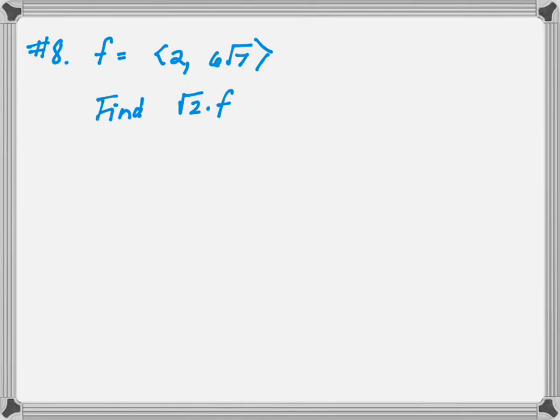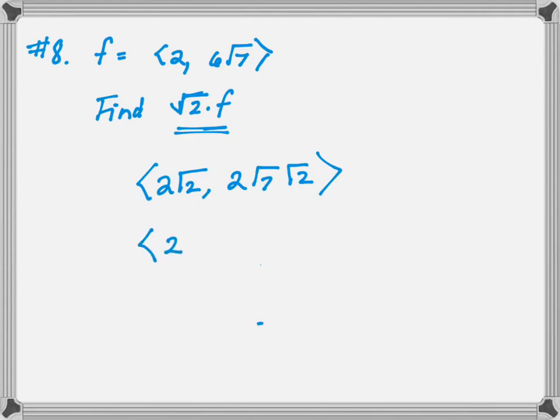Number 8, it wants you to do the square root of 2 times f. So this is a scalar multiplication, so you would just do 2 square root of 2 and 6 square root of 7 times square root of 2. So you're just multiplying them both by square root of 2. So this becomes 2 square root of 2 and then 2 square root of 14. You would recombine the square root of 7 times the square root of 2.